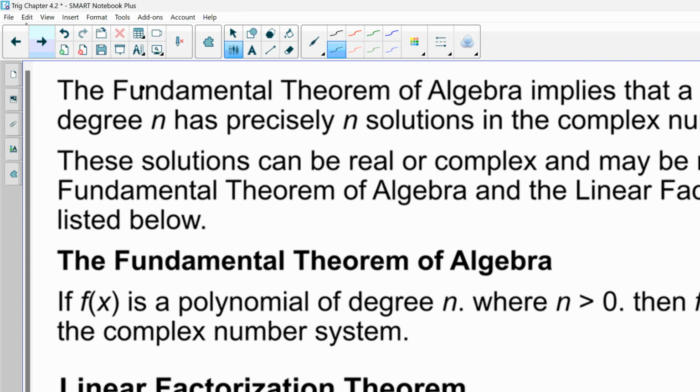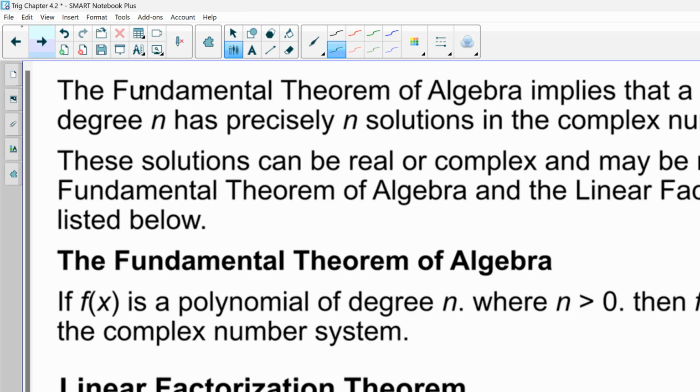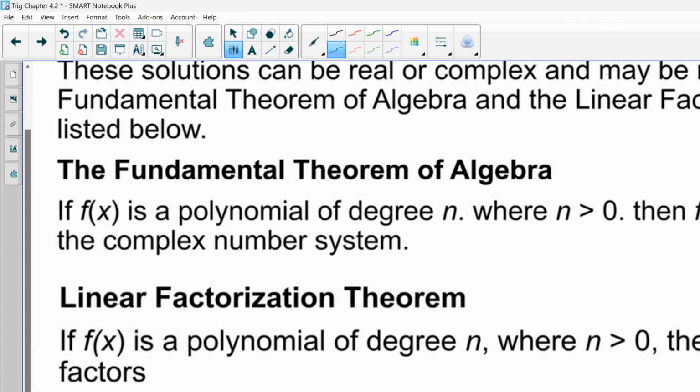But what we're starting with here is the fundamental theorem of algebra, which implies that a polynomial equation of degree n has precisely n solutions in the complex number system. So it means it should have 6 solutions for this one. Well, with the methods we have so far to solve it, we only found 2, which means there are 4 others. And there are ways to find these. Specifically, it's going to involve using sine and cosine to find those other solutions, which you haven't had to do in Algebra 2. We haven't come across those yet. So that's what we're leading up to.